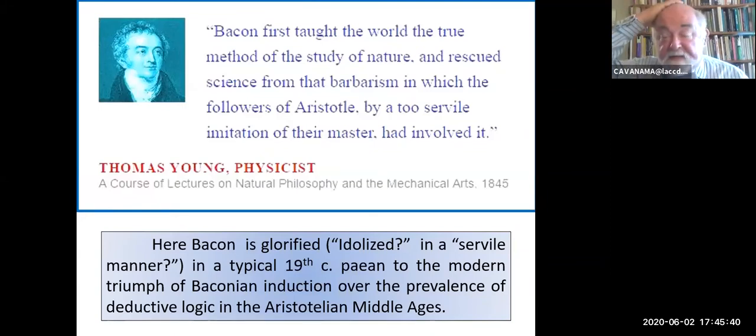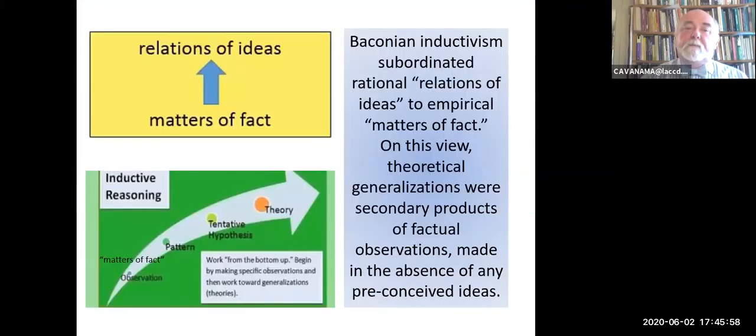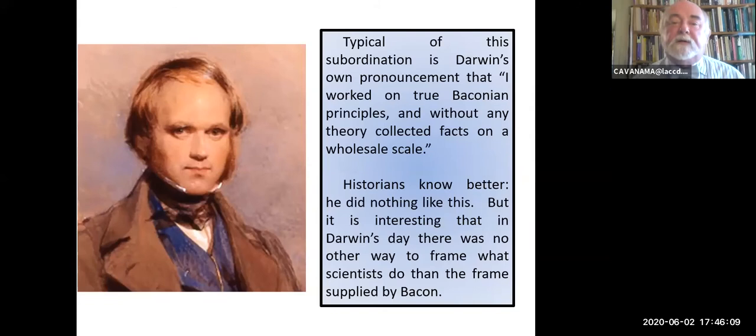Thomas Young, a 19th century physicist, is really quite typical here. Bacon, he says, first taught the world the true method of the study of nature and rescued science from that barbarism in which the followers of Aristotle, by a too servile imitation of their master, had involved it. Matters of fact need to produce relations of ideas by process of inductive reasoning. This is the Baconian method. Darwin himself says this: I worked on true Baconian principles and without any theory collected facts on a wholesale scale. This is what any good scientist would say in the 19th century.